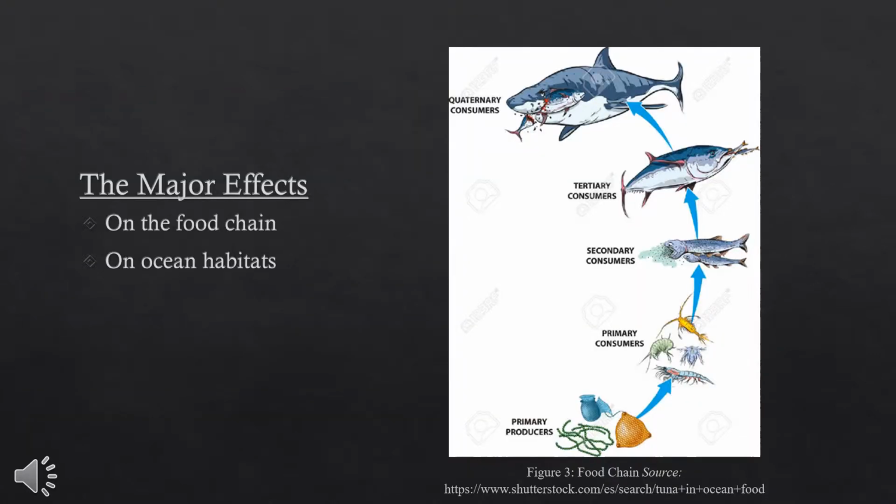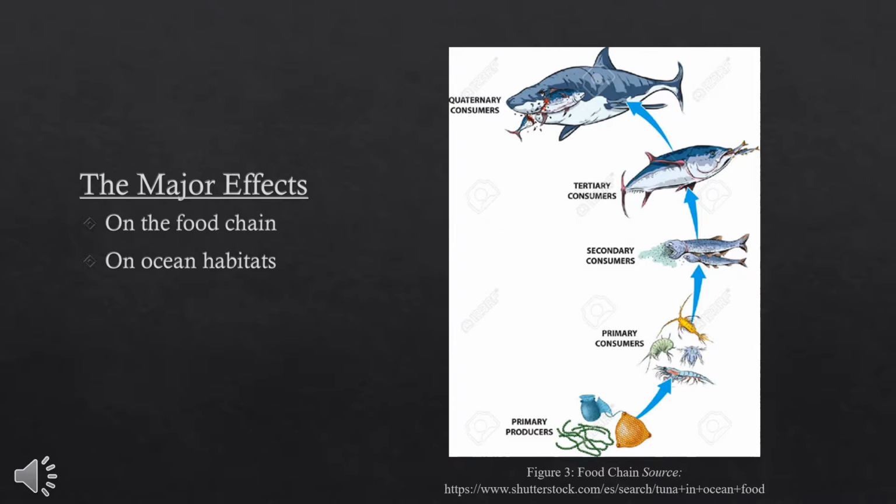The major effects of overfishing on the food chain. If you remove one species from the food chain, the whole chain can collapse. In the image on this slide, you can view a basic food chain consisting of the different levels of consumers and producers. In this example, take the species of tuna, which is a tertiary consumer. If you remove that consumer, the secondary consumer group will expand as there is no predator to regulate that population level.